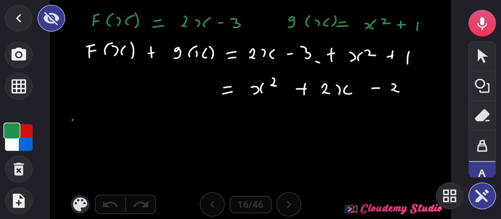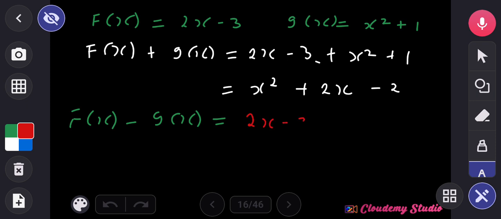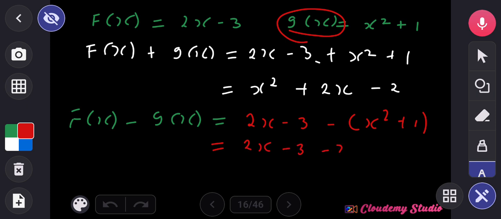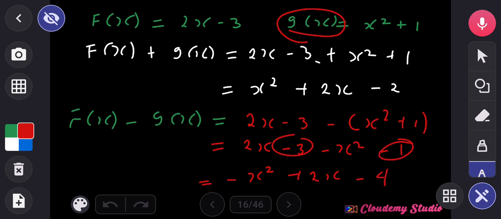The subtraction is f of x minus g of x. And that's going to give us 2x minus 3 minus, in bracket, x squared plus 1. Remember that this minus belongs to all of g of x. So that's going to give us 2x minus 3 minus x squared minus 1. And that's going to give us minus x squared plus 2x minus 4, because minus 3 minus 1 equals minus 4. That's the second one.